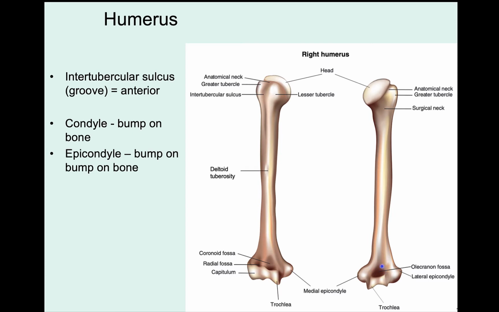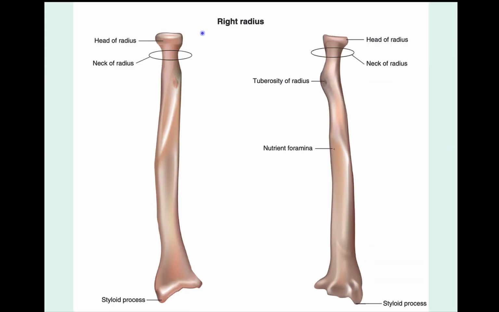During an extension, there's a structure called the olecranon process on the ulna that fits into this fossa. Therefore, you can use this structure to identify posterior and your intertubercular sulcus to identify anterior. Starting with our radius and our antebrachium, here's that head of the radius we talked about.